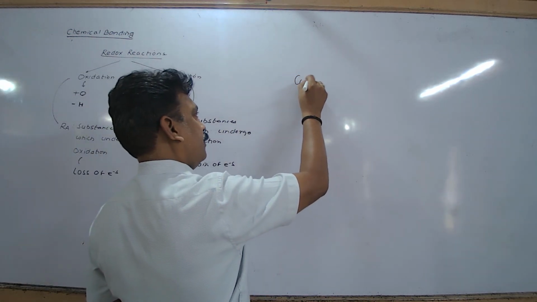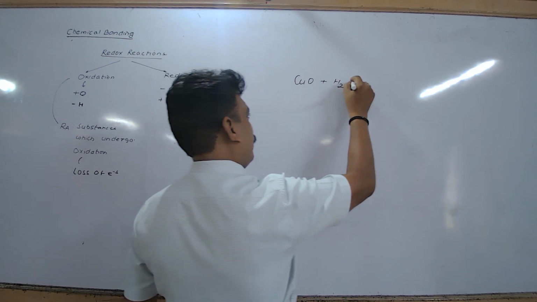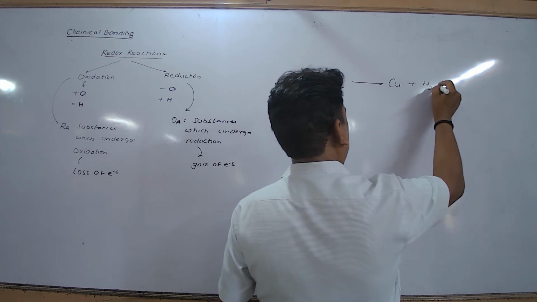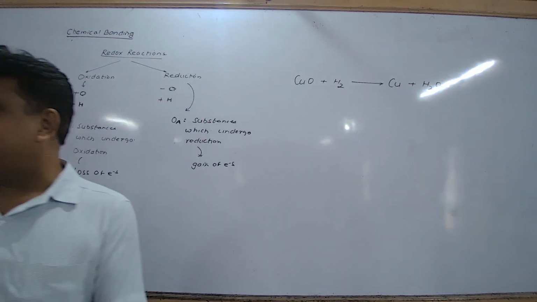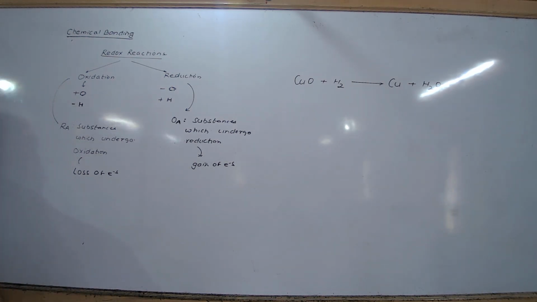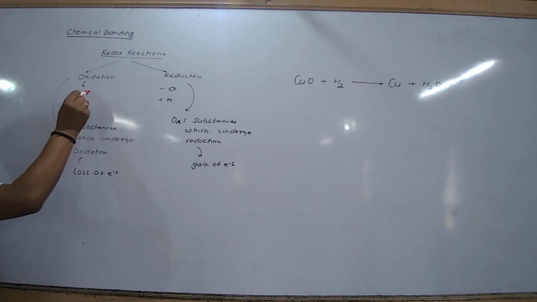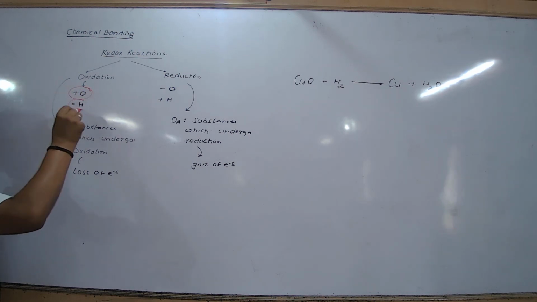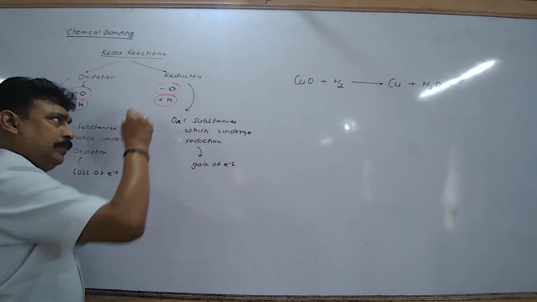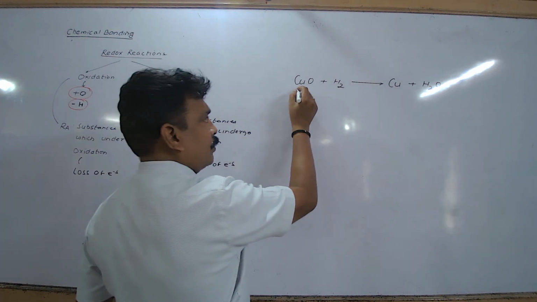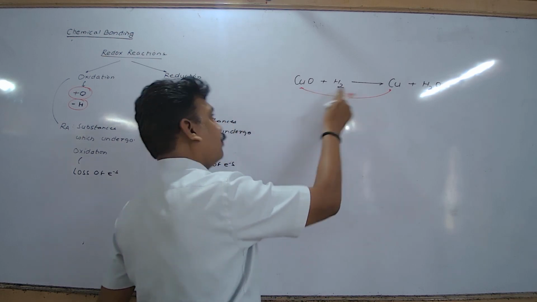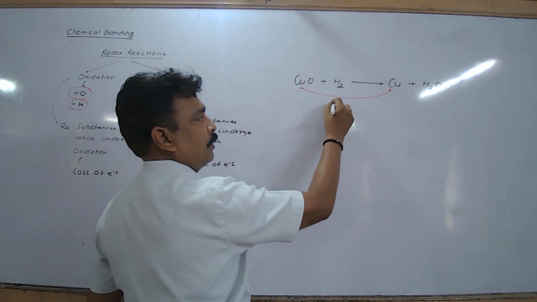Copper oxide reacting with hydrogen gives you what? Copper plus water. Now can you tell me which is undergoing oxidation and which is undergoing reduction? Hydrogen is undergoing oxidation and copper is reduced. Now what is oxidation? Oxidation is gain of oxygen or removal of hydrogen. Or we can say reduction is nothing but loss of oxygen or gain of hydrogen. So here, take copper oxide. What is happening here? Copper oxide is becoming what? Copper. That means it has lost oxygen. Lost oxygen means it has undergone reduction.